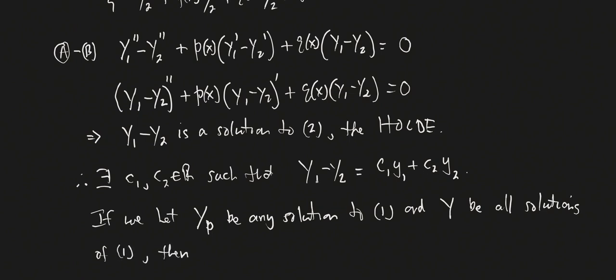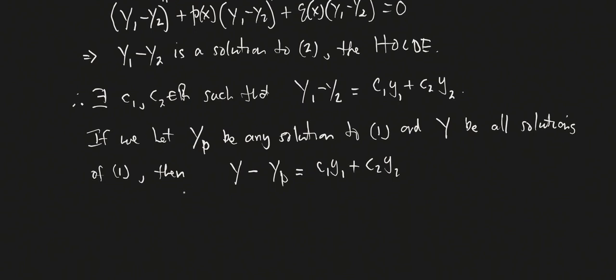Then the same relationship has to hold, because what we proved earlier is that for any of them this will work. So I have all solutions, and then I'm subtracting a specific one. So Y minus Yp must still be equal to some linear combination of little y1 and little y2. Again, little y1 and little y2 represent the functions that make up the fundamental set, or the basis, for the associated homogeneous equation. So why is this important?